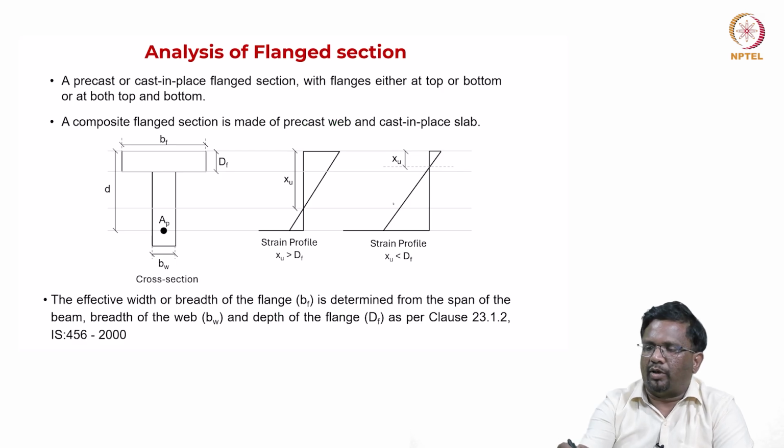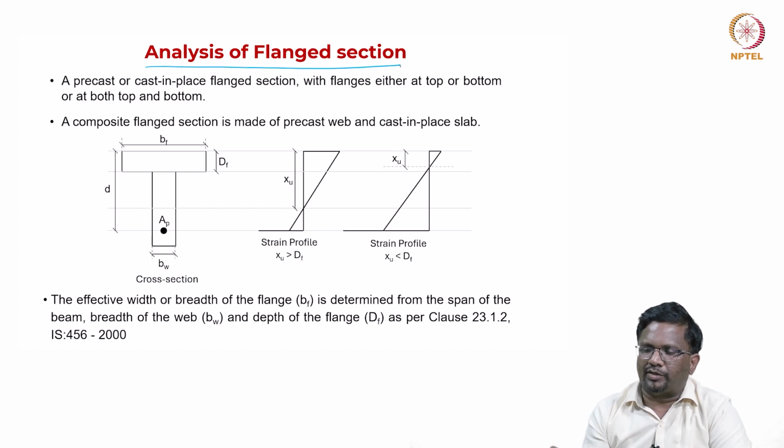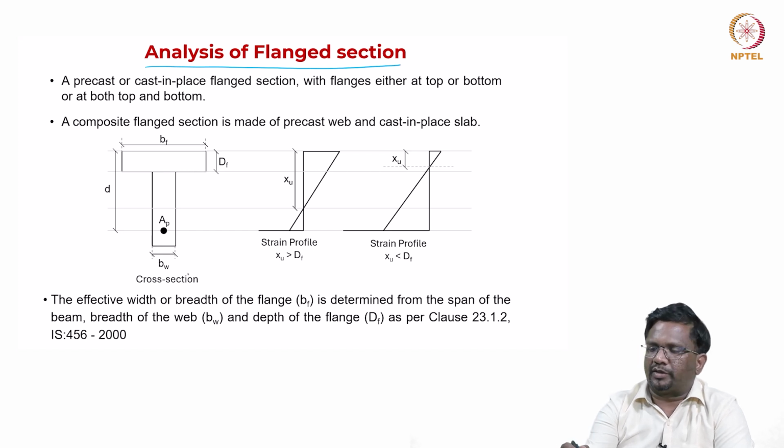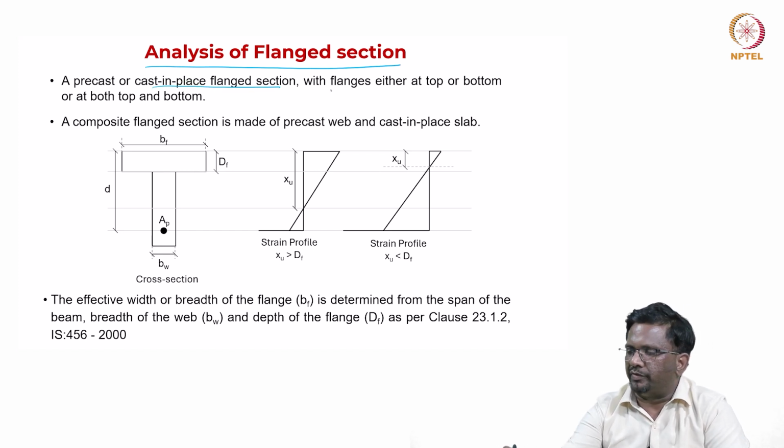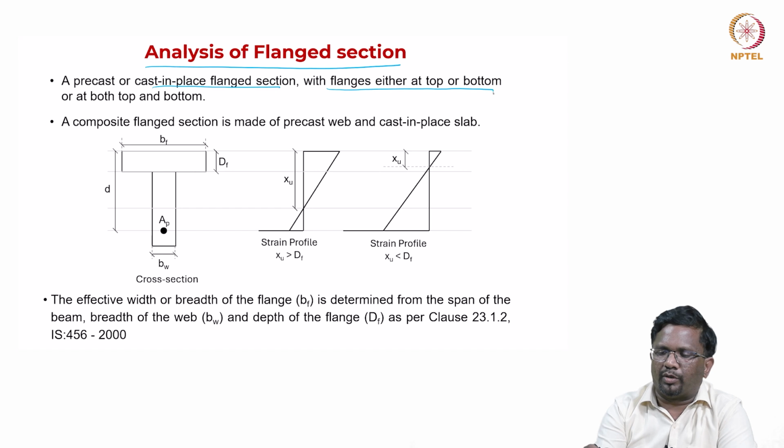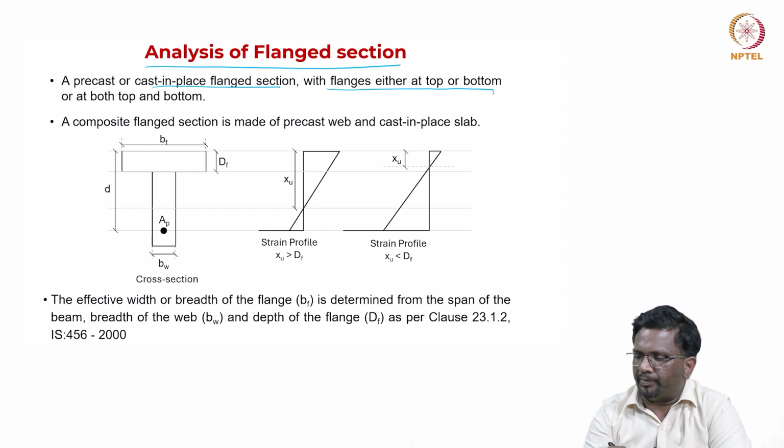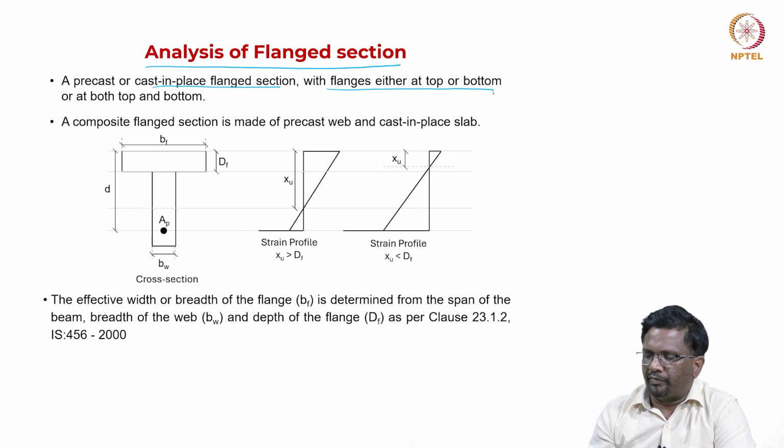Now, let us look at how we do the analysis for a flanged section. Flange sections are quite common in constructions, as you all know. A precast or cast in place flange section will have flanges either at the top or bottom or at both top and bottom, right. So, you have this kind of a situation.